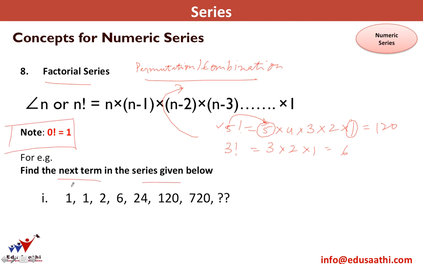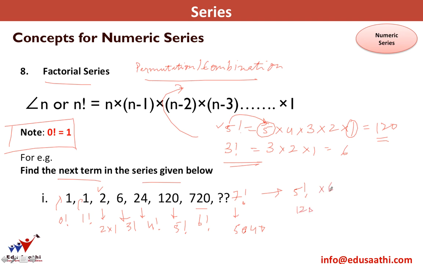Find the next term in the series given below. So I have 0 factorial as 1, 1 factorial again is 1, 2 factorial would be 2 into 1, which is 2, 3 factorial as I've mentioned here is 6, this is 4 factorial, this is 5 factorial, this is 6 factorial. So the next term would be 7 factorial, which is nothing but 5040. This can be written as 5 factorial, which we already know, 120 multiplied by 6 multiplied by 7. This will give you 5040.